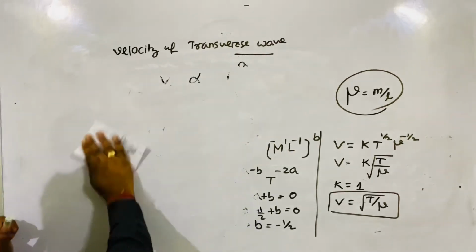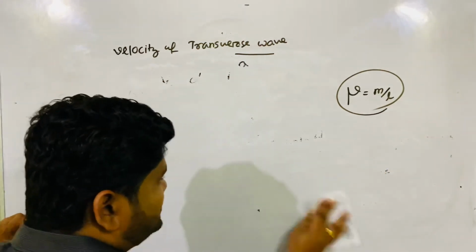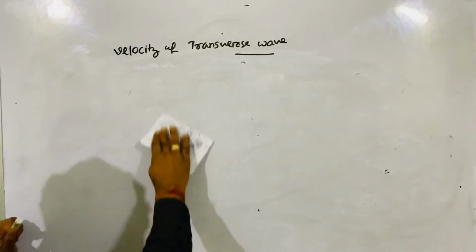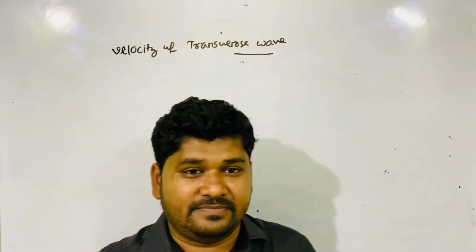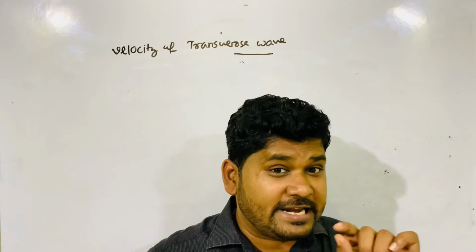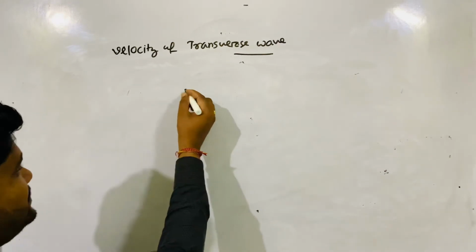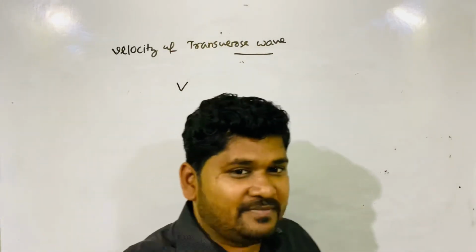Velocity of transverse wave. But what is the velocity of transverse wave in solid? That one was about string only. But what happens to the velocity of wave in solid? Velocity of transverse wave depends on two factors. What are the two factors?